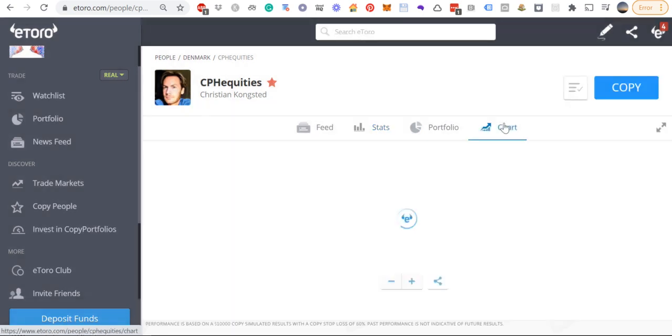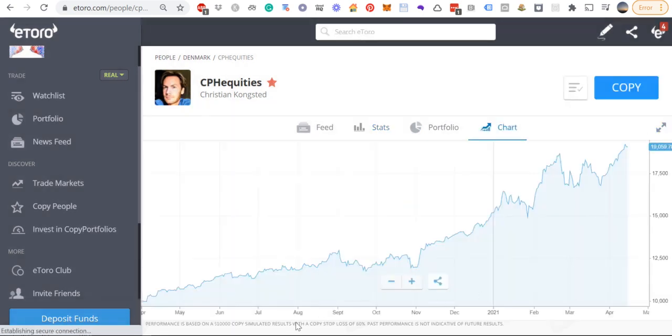I usually start off with the chart. Now this is going to show you, it's a bit hard to see, that performance is based on a simulated $10,000 over the last 12 months essentially. And so you can see that 10,000 going up to 19,000. You doubled your money from 2020 up to April 2021. So that's pretty good.